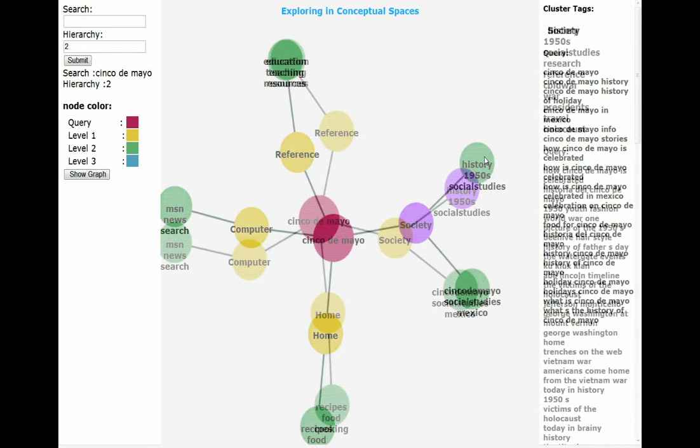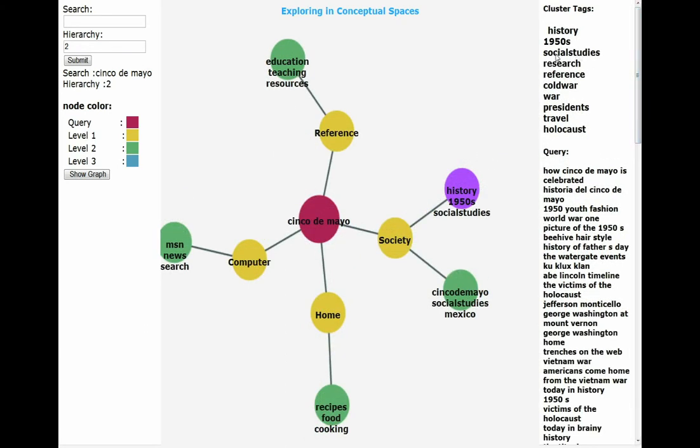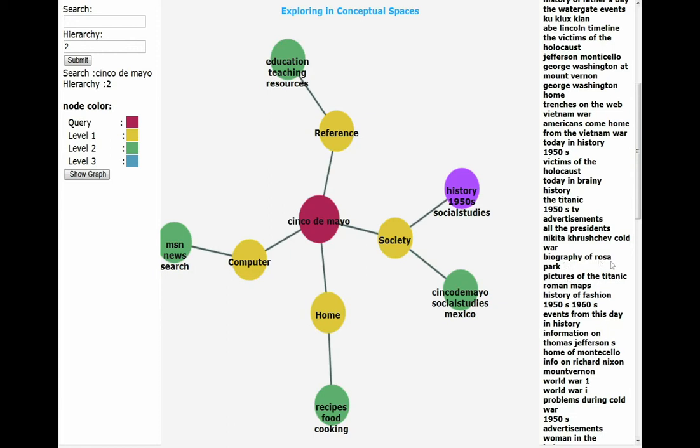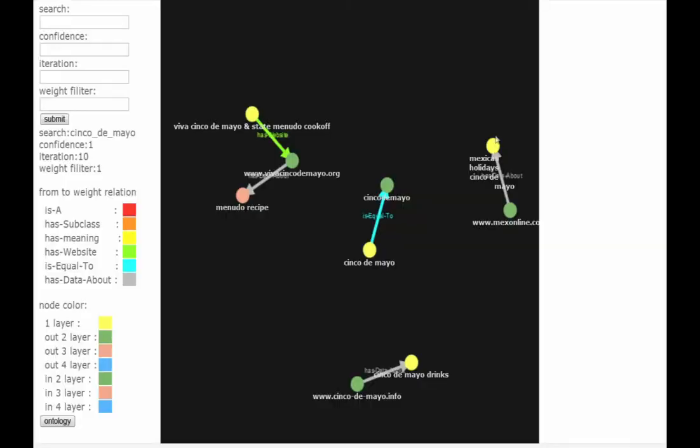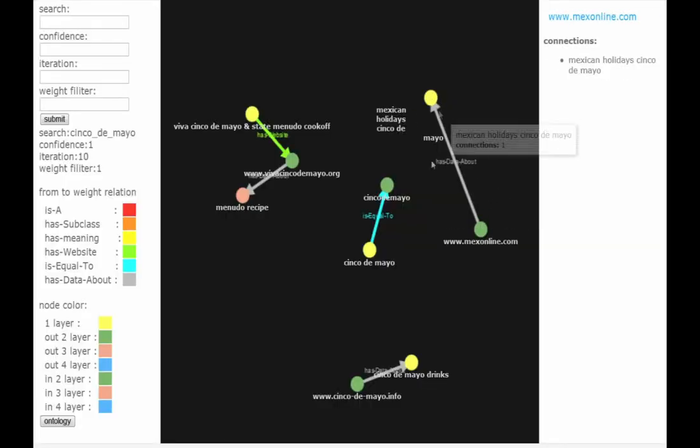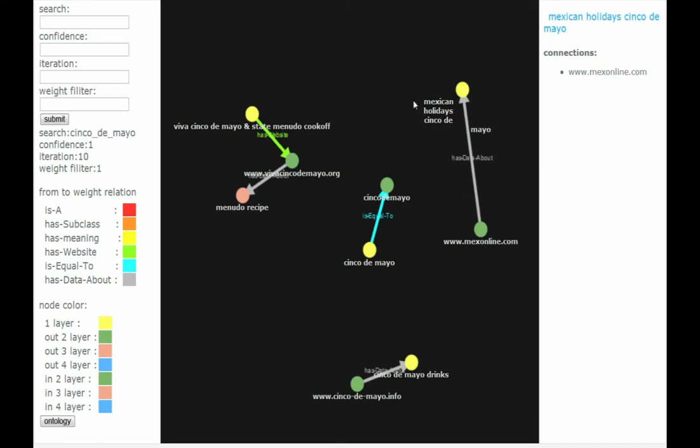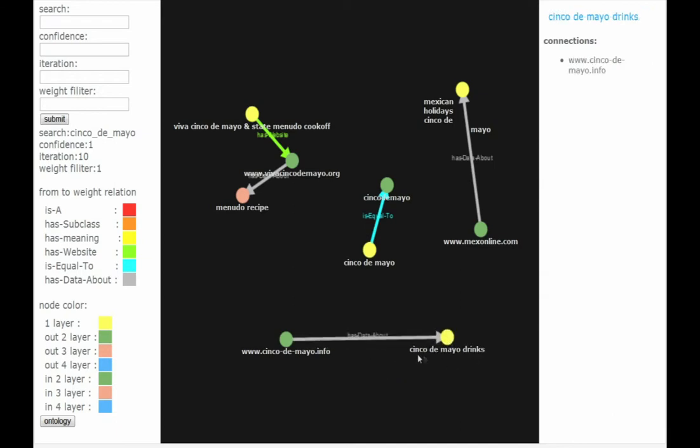Going deeper in the hierarchy, you can find additional queries related to 1950s, or the Cold War, or presidents, like a biography of Rosa, or 1950s TV, and so on. If you want information about the Mexican holiday Cinco de Mayo, you can get the data in this website, Mexo Online. Then, if the user wants to know about drinks prepared during this holiday, he can go to this website, CincoDeMayo.info, which has data about the drinks.